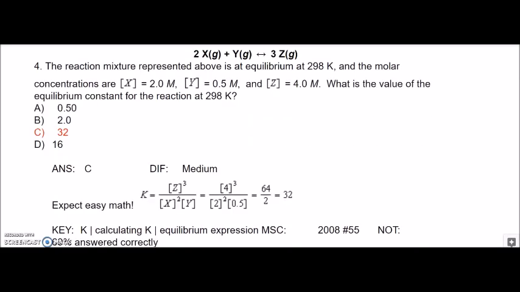So the answer is C. You just have to expect easy math. First, you had to set up your equilibrium expression with the products over the reactants raised to their coefficients, plug in the values, and then solve. So this is going to take you a few minutes to find the answer, but it's very doable. And notice 69% answered correctly in 2008. See you on number 5.